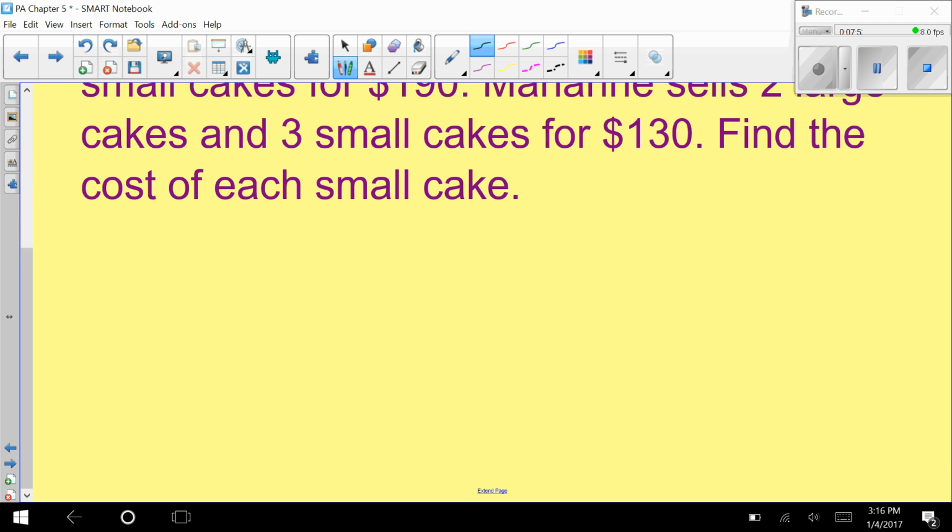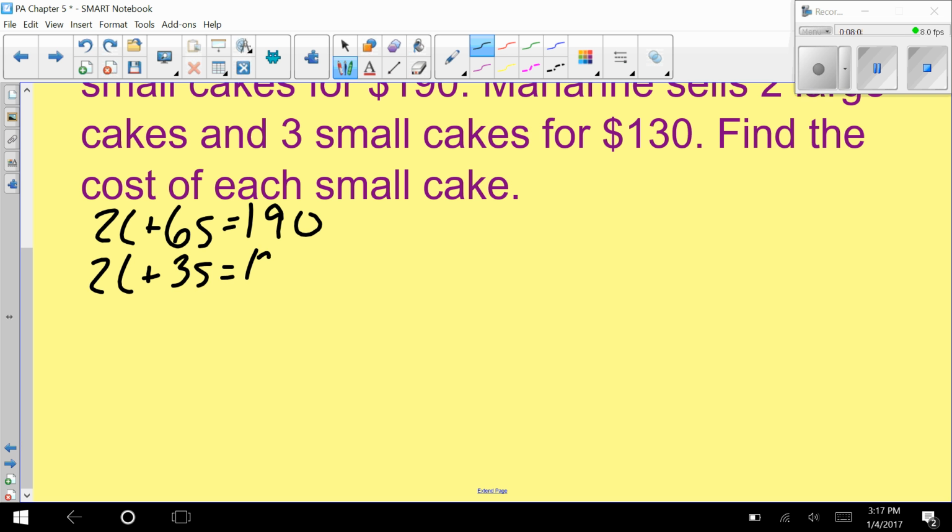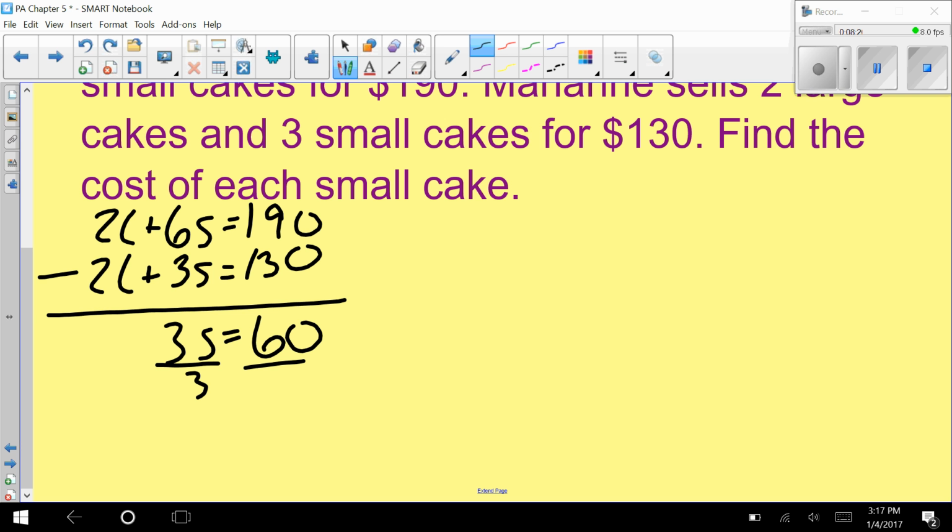All right, the equations we need to write. I would call it 2L plus 6S equals 190, and 2L plus 3S equals 130. We're going to subtract these equations. 2L minus 2L is 0. 6S minus 3S is 3S. 190 minus 130 is 60. Divide by 3, so we know S equals 20.